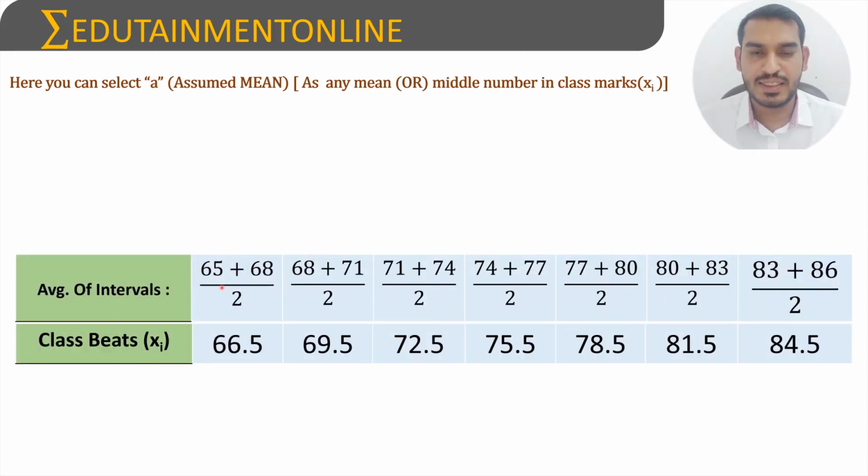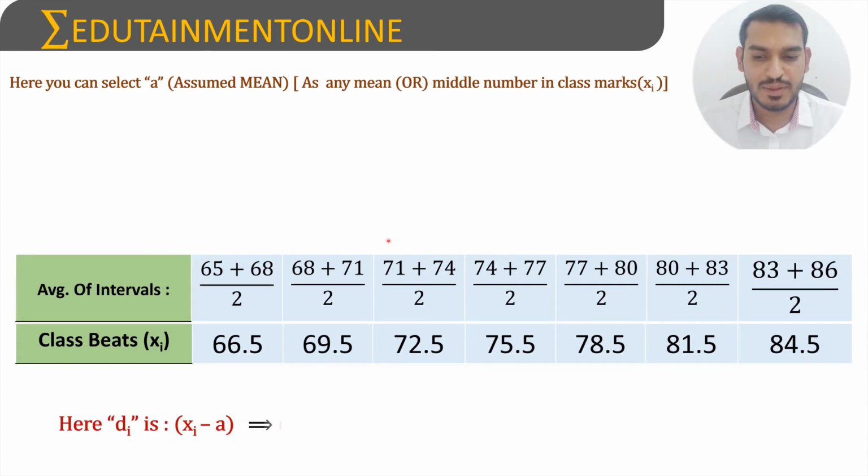We will take the mean as the middle term of class xi. To find class xi, we will find the average of the intervals, which is 65 plus 68 by 2, that will be 66.5, and 68 plus 71 by 2, that will be 69.5, and 71 plus 74 by 2, that will be 72.5, 74 plus 77 by 2, that will be 75.5, 77 plus 80 by 2, that will be 78.5, and 80 plus 83 by 2, that will be 81.5, 83 plus 86 by 2, that will be 84.5.